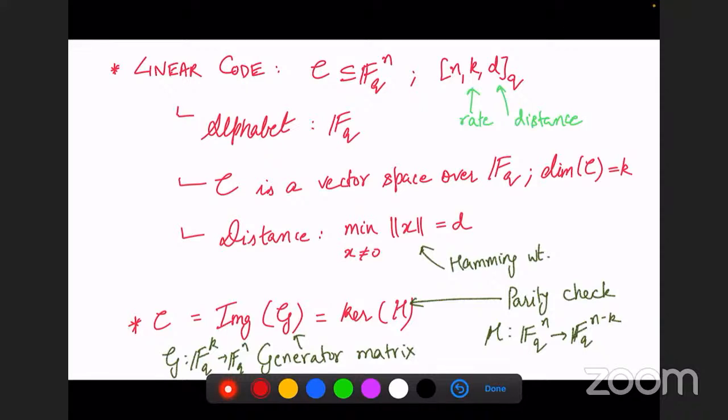Because of linearity, it's not difficult to see that the distance of the code, which was earlier defined as a property where you have to go over all pairs of strings, now you can fix y to be the all zero string. So all you need to find is the lowest weight non-zero vector, that is the distance of the code. And there are two equivalent ways of describing a linear code. One is as the image of a generator matrix, and the other is as the kernel of a parity check matrix. These are fairly simple definitions, so let me proceed anyway.